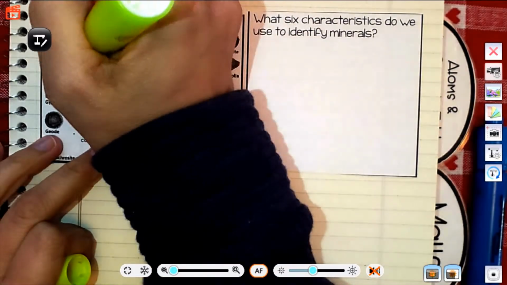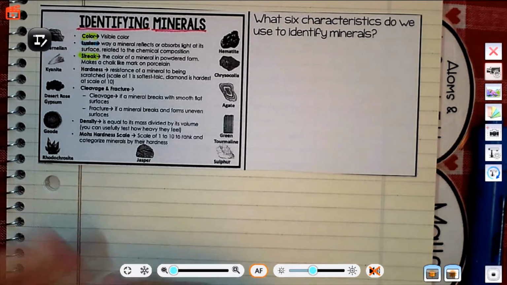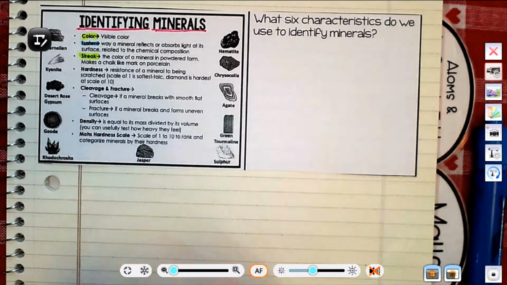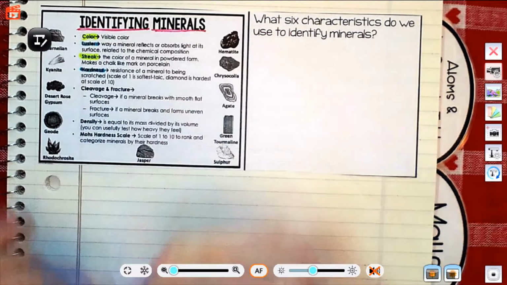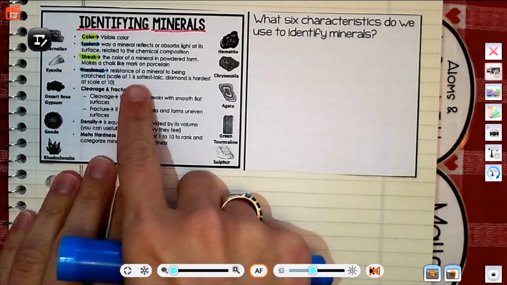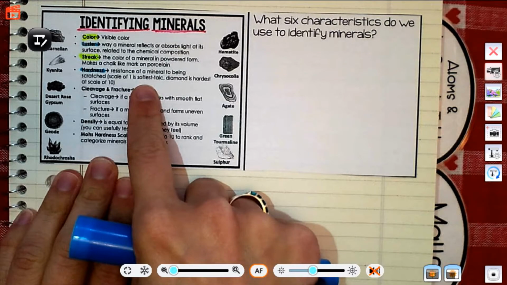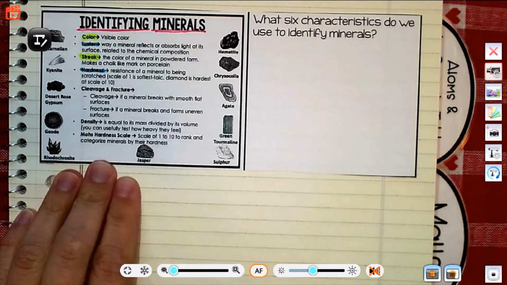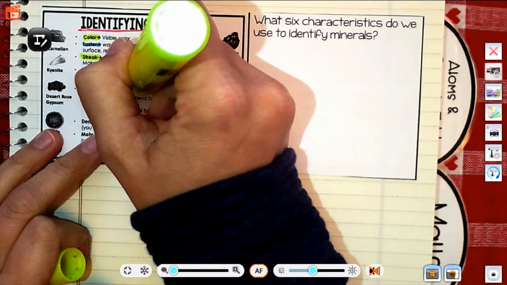The streak, the color of mineral in a powder form. So it makes a chalk-like mark on porcelain. So we'll talk about that in more detail when we get to the page about the streak, and I'll demonstrate it for you as well. We're also going to look at the mineral's hardness, or its resistance to being scratched. It's on a scale from 1 to 10. Talc is the softest, and the hardest is diamond. And then we're going to look at how it breaks, either the cleavage or the fracture.